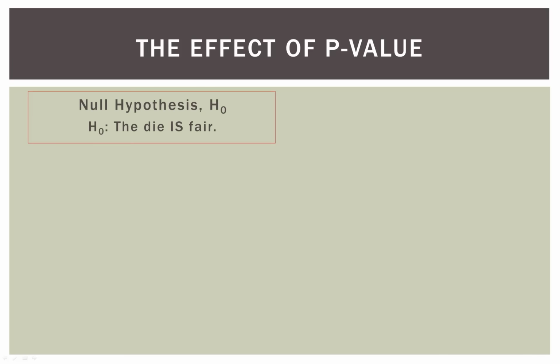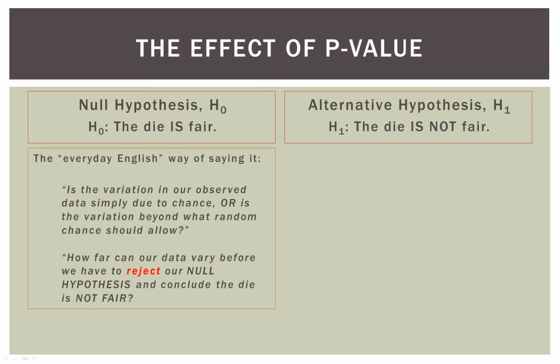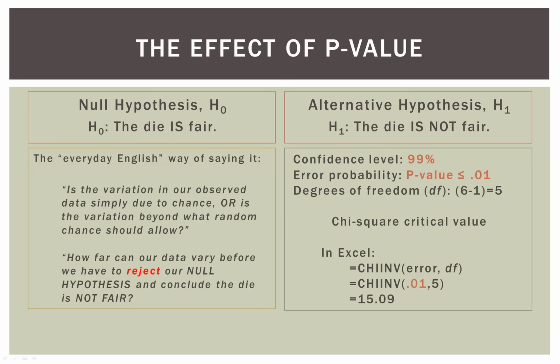Now this is the same slide, I just changed a few numbers. So the null hypothesis is still the die is fair. The alternative is the die is not fair. Same interpretation, okay? We're talking about variation here. Now here's what we changed.